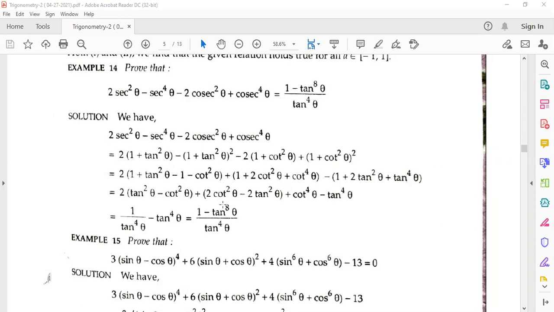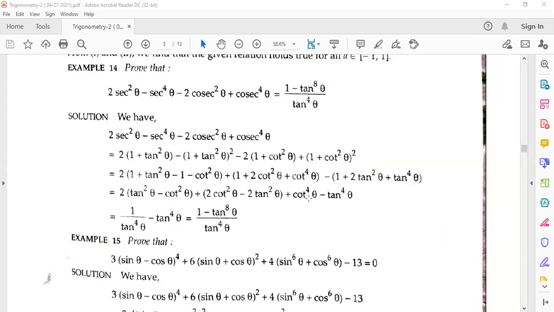So this part and this part will be cut. This and this part will be cut. Because of that, here it will be 2 tan square theta minus 2 cot square theta. Here it is plus 2 cot square theta minus 2 tan square theta. So this 4 part will be cut. Only cot to the power 4 theta minus tan to the power 4 theta will be coming.